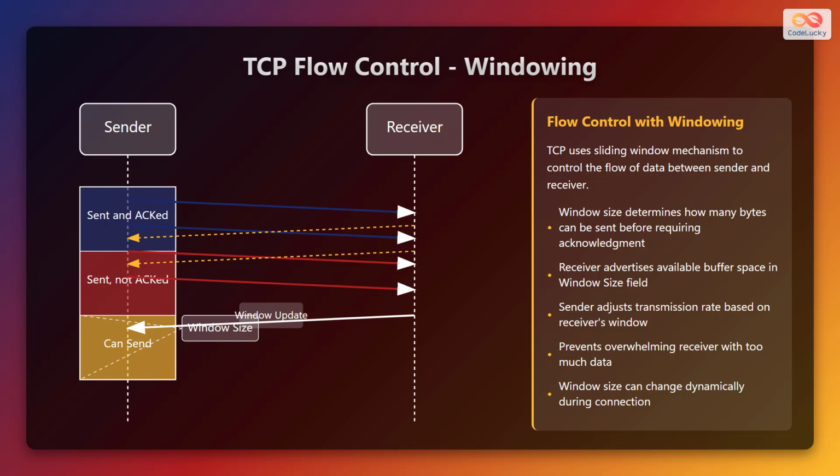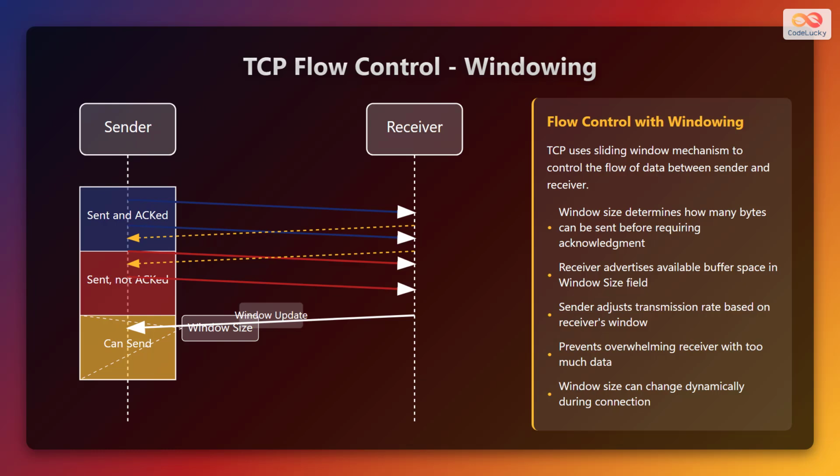Transmission Control Protocol uses a sliding window mechanism to control the flow of data between the sender and receiver. The window size determines how many bytes can be sent before an acknowledgement is required. The receiver advertises its available buffer space in the window size field of the TCP header. The sender then adjusts its transmission rate based on the receiver's advertised window size.